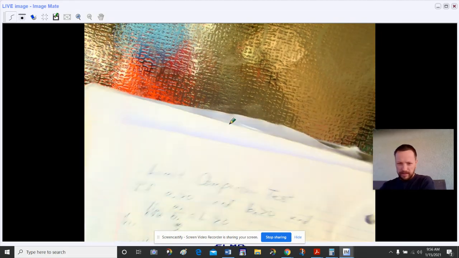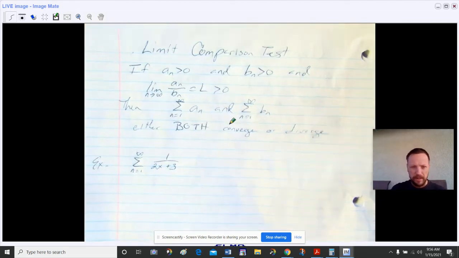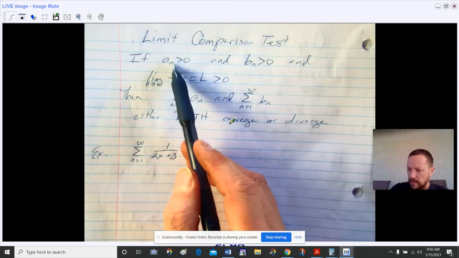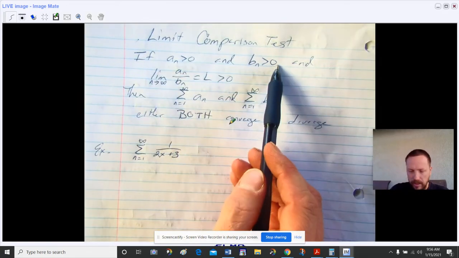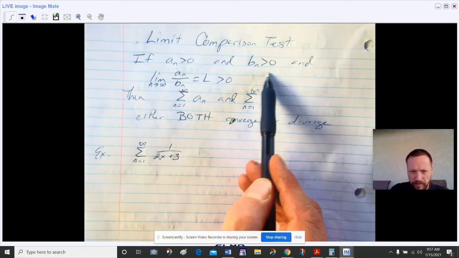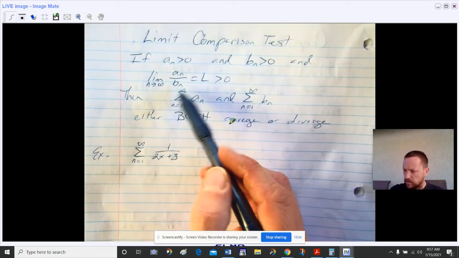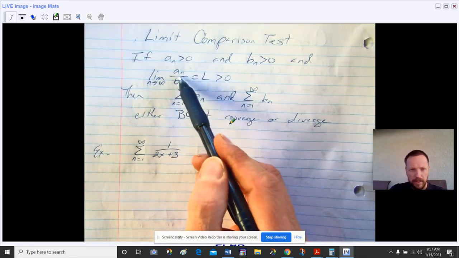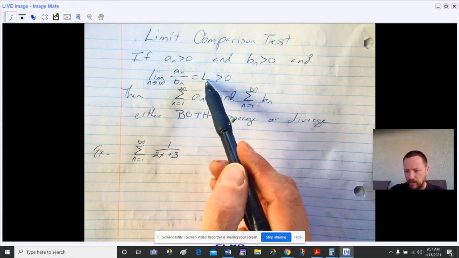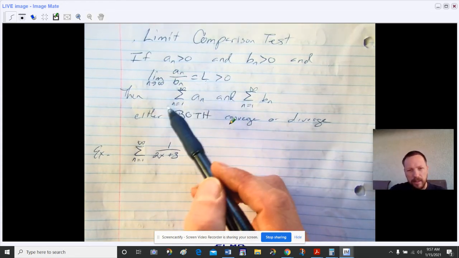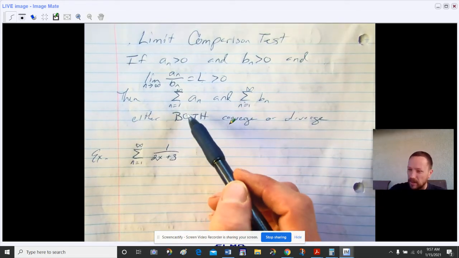So we have the limit comparison test. The idea is if all the terms in each of our series are both positive, and we can take the ratio between those two, and we take the limit as n approaches infinity, and we get some positive L value, then we can say that these two things are going to go together.